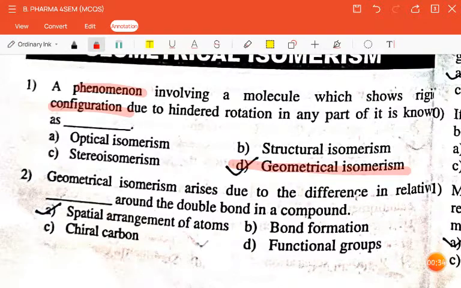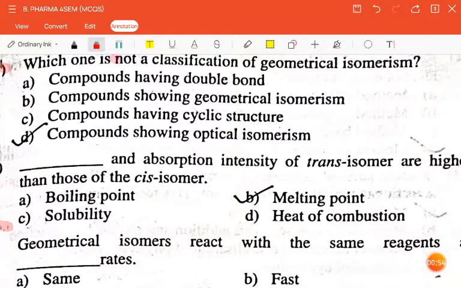The next question is, geometrical isomerism arises due to the difference in relative dash around the double bond in a compound: spatial arrangement of atoms, bond formation, chiral carbon, functional group. So the correct answer is spatial arrangement of the atom. Next question is, which is not a classification of geometrical isomerism? Compounds having double bond, compounds showing geometrical isomerism, compounds having cyclic structure, compounds showing optical isomerism. So the correct answer is compounds showing optical isomerism is not a classification of geometrical isomerism.